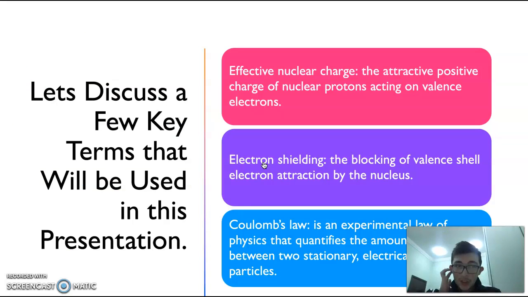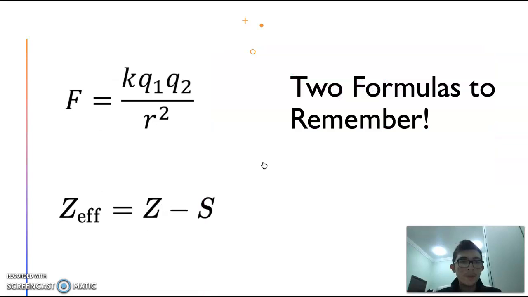So let's discuss a few key terms that will be used in this presentation. The first key term would be effective nuclear charge, which is the attractive positive charge of nuclear protons acting on valence electrons. The second key term is electron shielding, and it's the blocking of valence shell electron attraction by the nucleus. The third key term would be Coulomb's law, which is an experimental law of physics that quantifies the amount of force between two stationary electrically charged particles. Now, there are two formulas to remember. The first one, which would be Coulomb's law, and the second is effective nuclear charge.